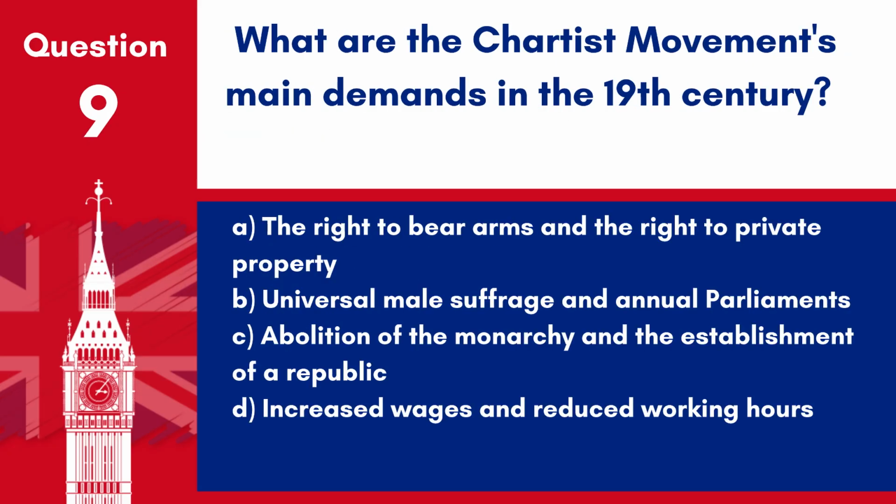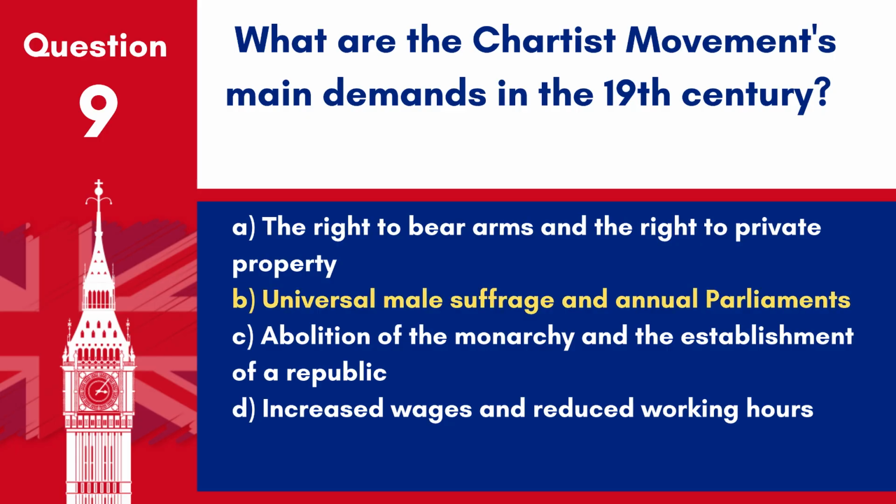Question 9. What were the Chartist movement's main demands in the 19th century? A. The right to bear arms and the right to private property. B. Universal male suffrage and annual parliaments. C. Abolition of the monarchy and the establishment of a republic. D. Increased wages and reduced working hours.